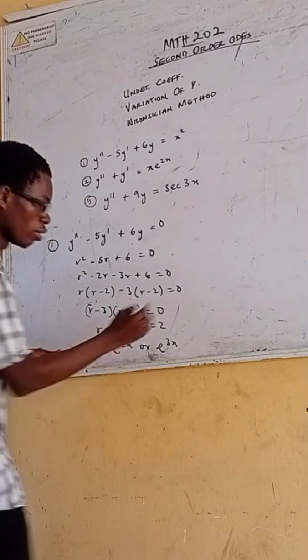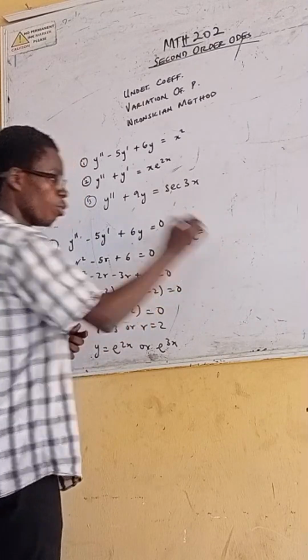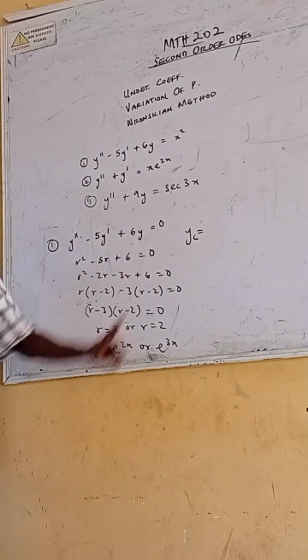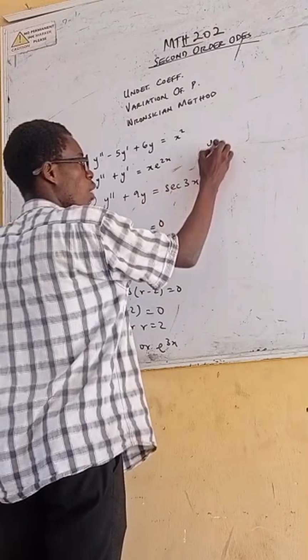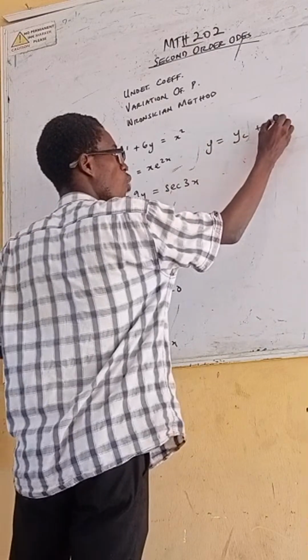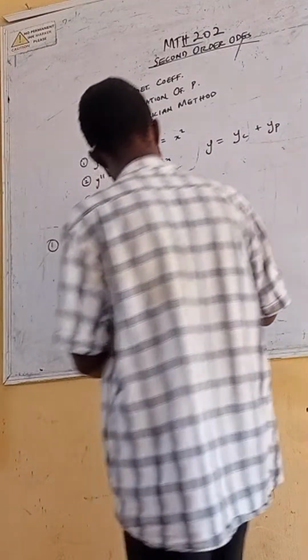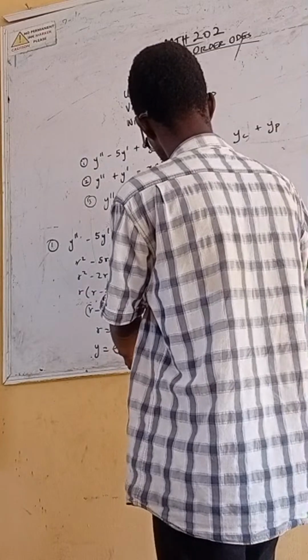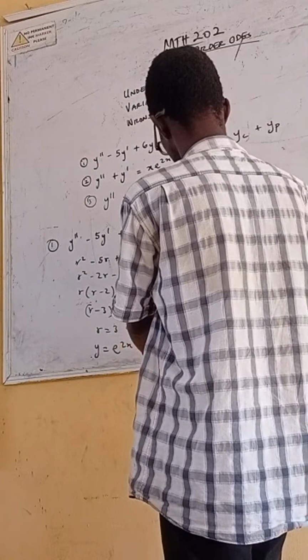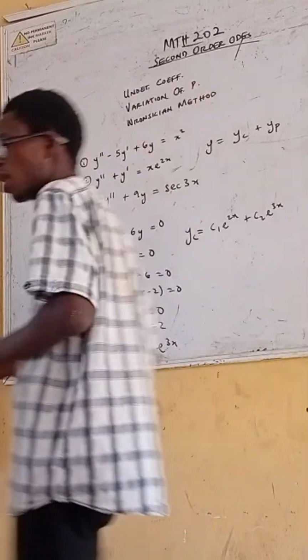So the y equals the complementary, right? Don't forget this. Our final y equals yc plus yp. Please don't forget that. So yc equals the addition of these two: c1 e raised to power 2x plus c2 e raised to power 3x. So these are our y complementary.